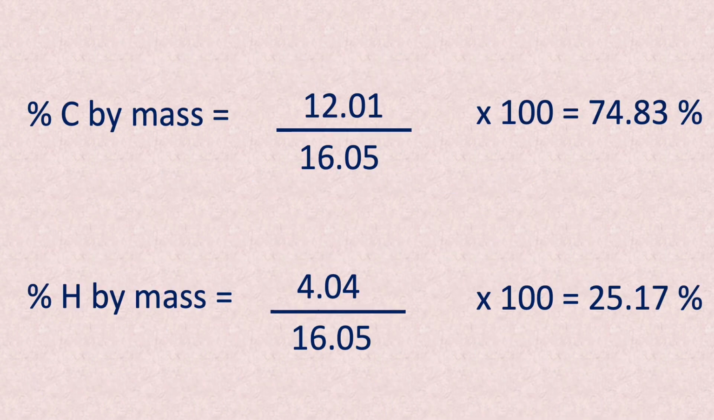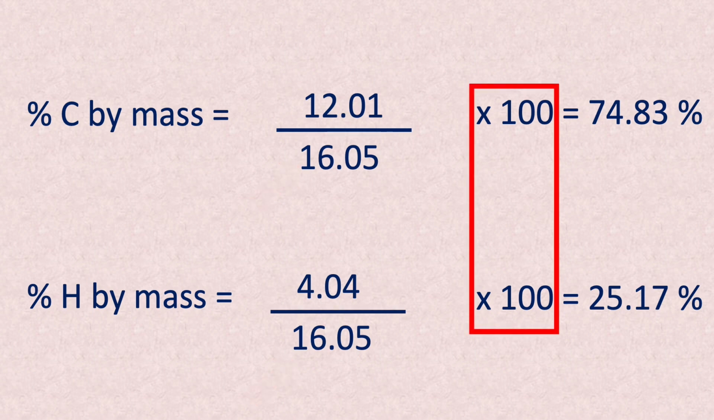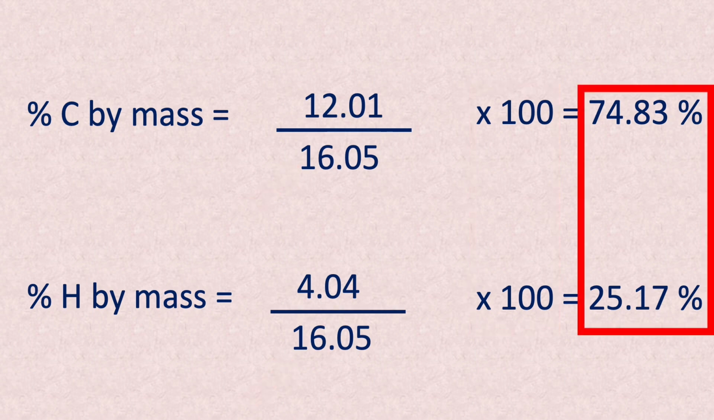To find the percent composition by mass of each element, simply take the mass of each element per mole of compound and divide by the molar mass of the compound. Multiply this ratio by 100 to get the percentages.